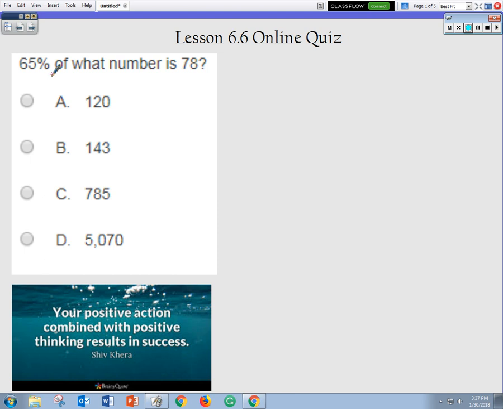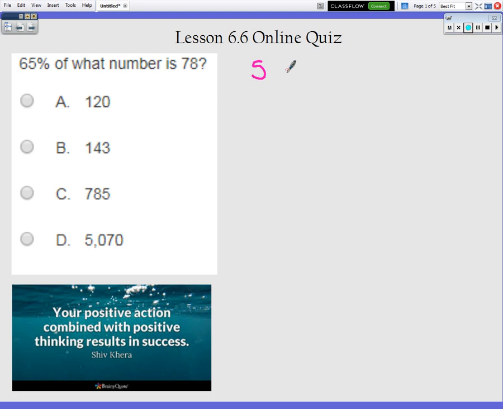We have 65% of what number is 78. Now remember, I've talked about this multiple times during this topic: if I had 5 groups of 4, everybody told me, oh, you had 20. What do I do to 5 and 4 to make it 20? Well, I multiply. Wherever you see that magical word "of" in these situations, we are multiplying. I'm going to put a little multiplication dot up there.